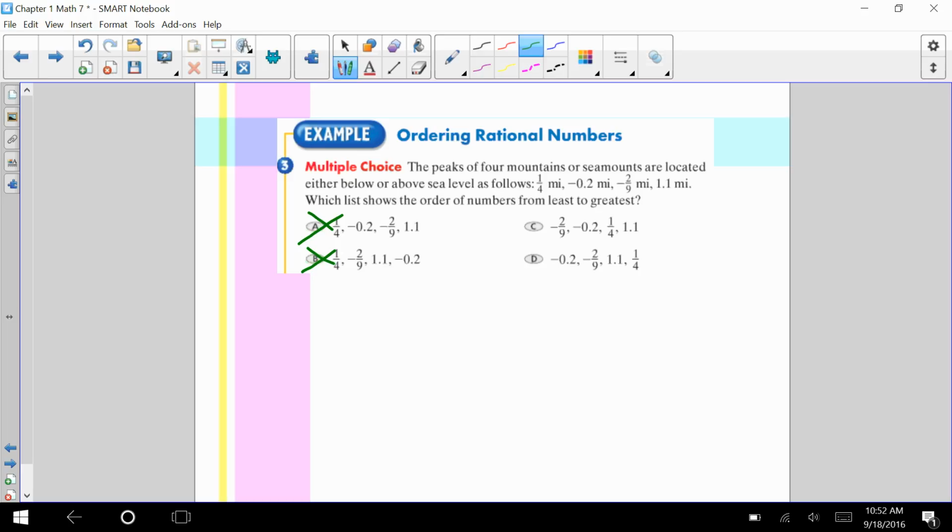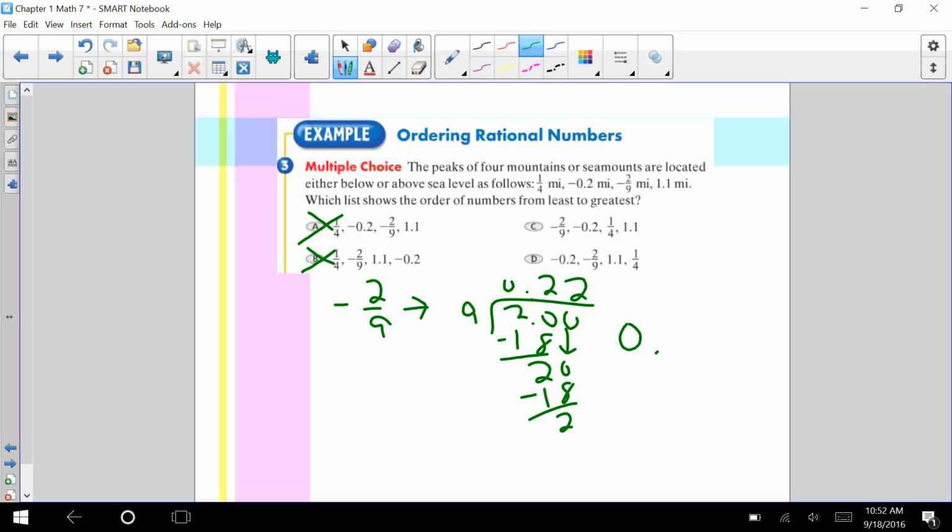Now we want to determine whether -0.2 or -2/9 is greater. Well, let's write -2/9 as a decimal. So I take 2 divided by 9. 9 goes into 20 2 times, which is 18. With 2 left over, bring down my 0. 2 again, 18 with 2 left over. This is going to be 0.2 repeating. Stick my negative sign on the front. Now I need to determine if -0.2 repeating is greater than or less than -0.2.